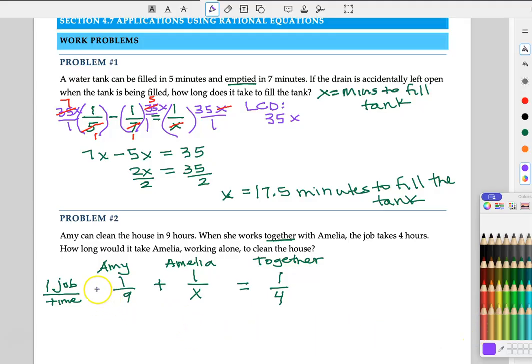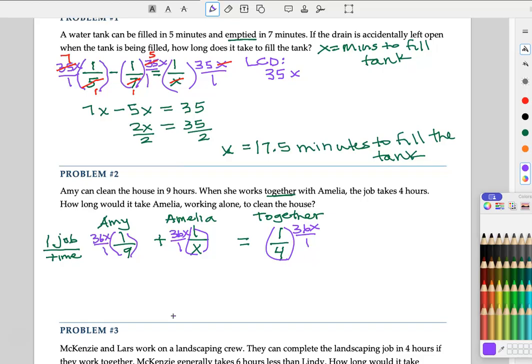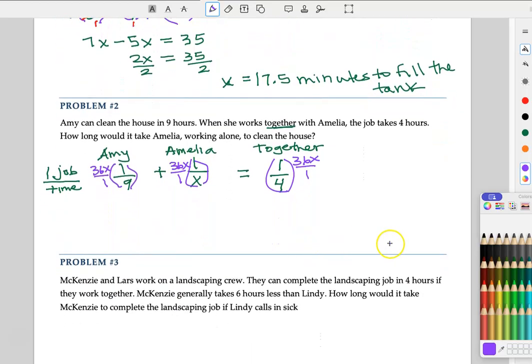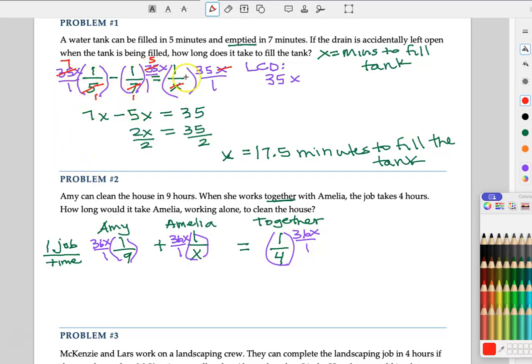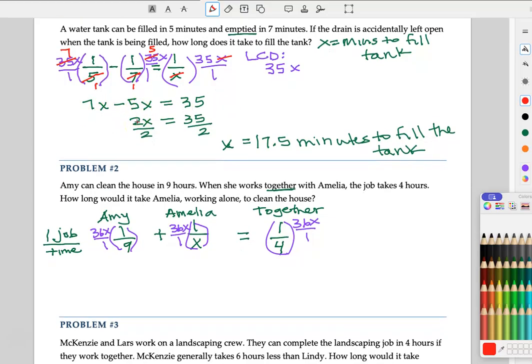9 times 4, 36. Yeah, 36, and don't forget about your x too. 36x. Yep, 36x. So let's write that over here. So 36x over 1. So we're multiplying every single part by that. All right, and now we will simplify these up, kill off the denominators that we can, because it makes it so much easier. Look back up at the last one, having those fractions in there looks hard to do, but once we get rid of them, we're like, oh, I can totally do that.